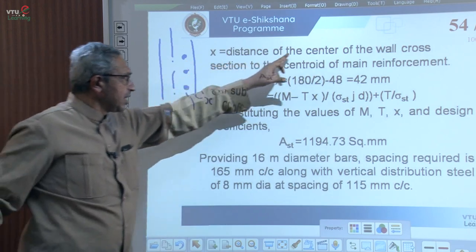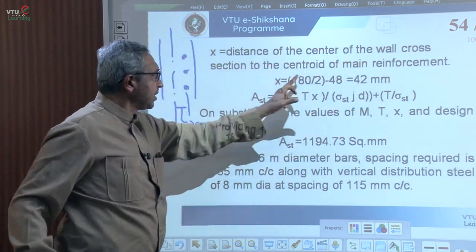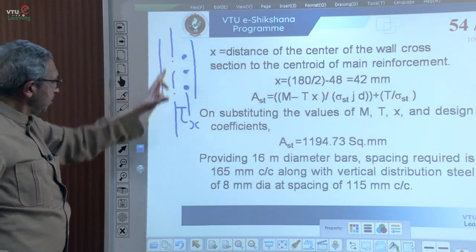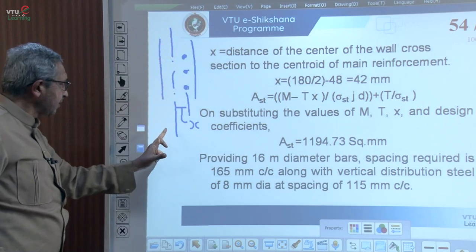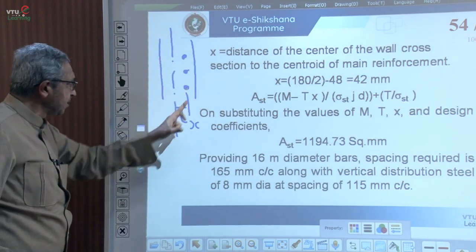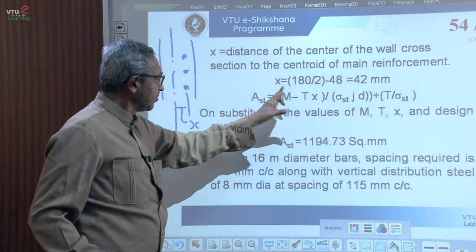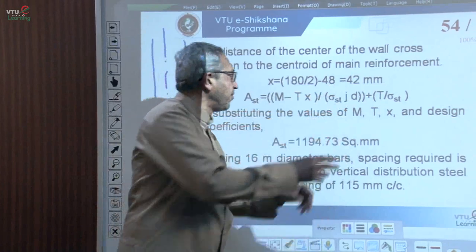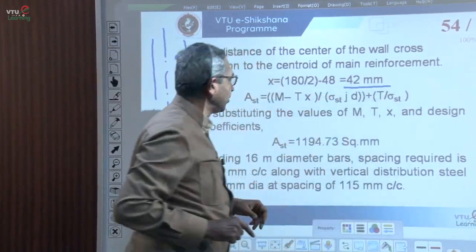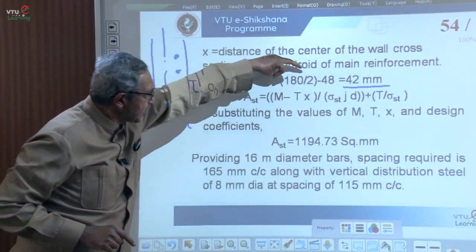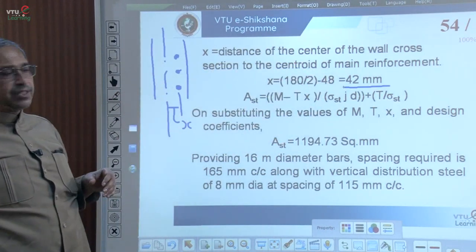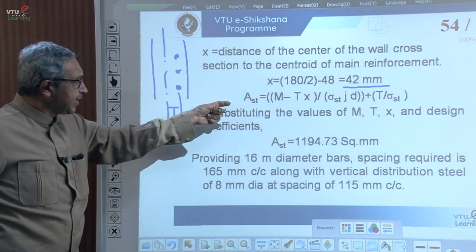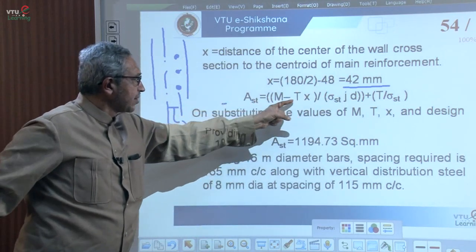X is the distance of the center of the wall cross section to the centroid of the main reinforcement. So this is the wall axis. From the wall axis to the center of the reinforcement, this distance I am calling X. So X is nothing but 180 by 2 minus the effective cover to the reinforcement, which comes to 42 mm. I repeat, X is the total thickness by 2 minus effective cover to the tension steel, which comes to 42 mm. So when you calculate AST, this is interaction.